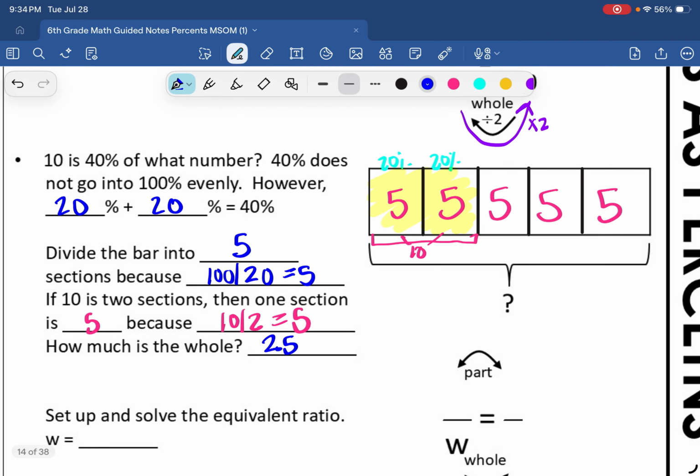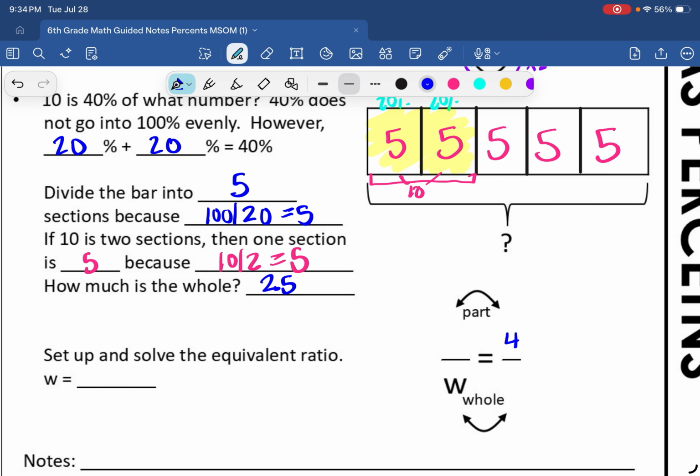Let's solve the same problem using equivalent ratios. So my percent is 40 out of 100, and my part is 10. I'm going to look for a multiplicative factor. I notice that 10 times 4 is 40. So some number times 4 is 100, which would be 25. Again, if I don't know that, I can always divide.